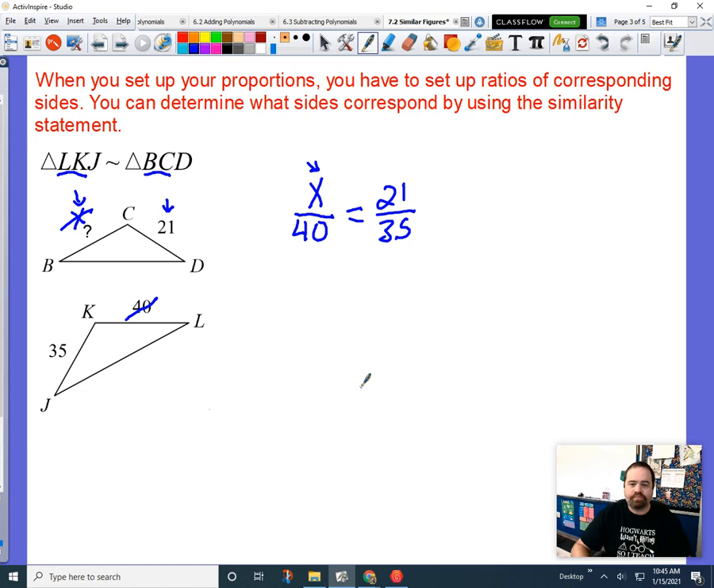So when I cross multiply here, I get 35x. Your equations aren't going to be big, tough ones to solve, but if you mess up that second ratio, if you get it set up upside down, you don't have a chance. And then 840 for the second one. So when I divide that by 35, my x value winds up being 24.